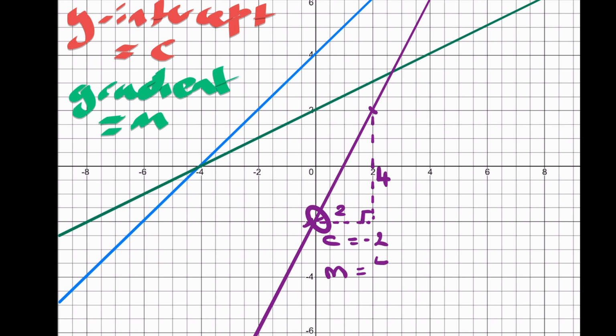So my gradient, which I'm going to give the letter M, is going to be my height, which is 4, divided by my width, which is 2, and that gives me a gradient of 2 for this first example.